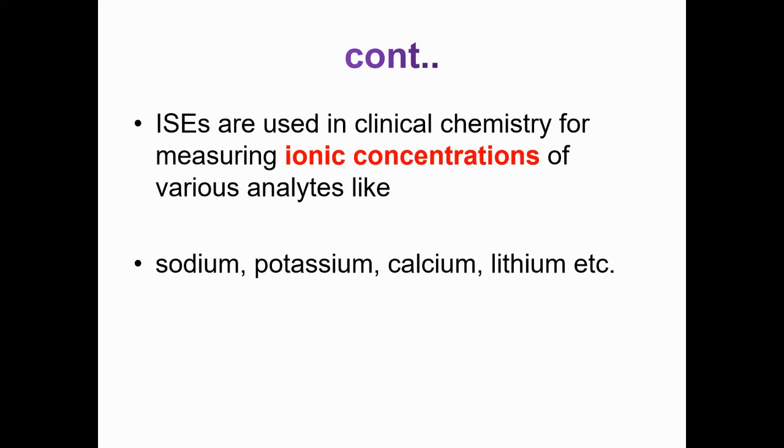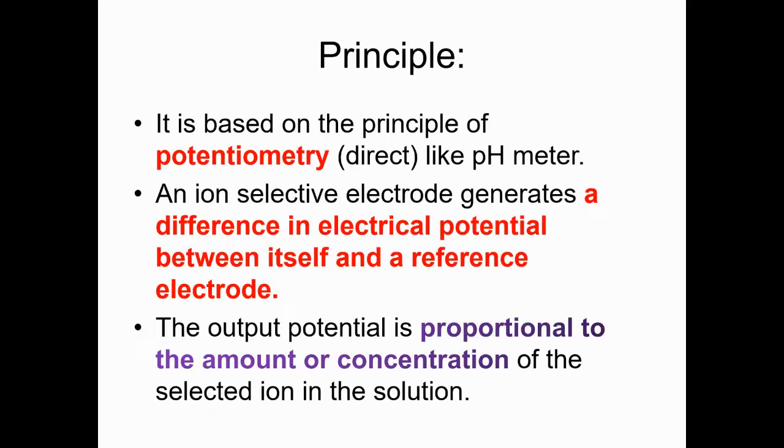So what happens? Ion selective electrodes are used in clinical chemistry. For what purpose? For measuring the ionic concentration of various analytes, which include sodium, potassium, calcium, and lithium. Okay, so what is the principle behind this? Let's discuss the principle.